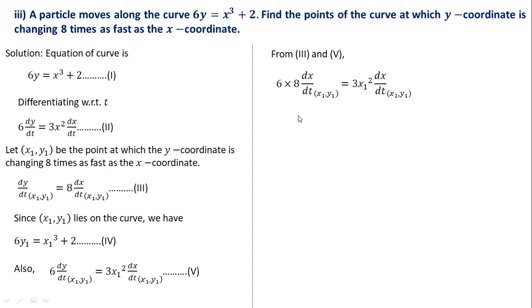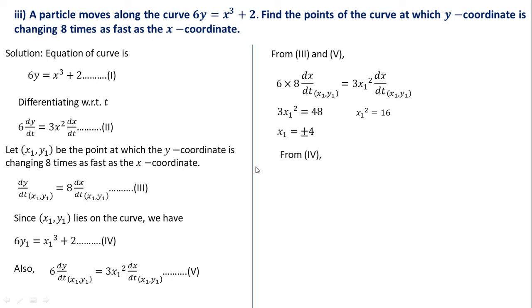Now if you solve this, dx by dt will get cancelled, and you will get 3x1 square is equal to 48. That's why you will get x1 square is equal to 16. That is x1 is equal to plus or minus 4. That's why we get the x coordinate of that point, that is plus 4 and minus 4.